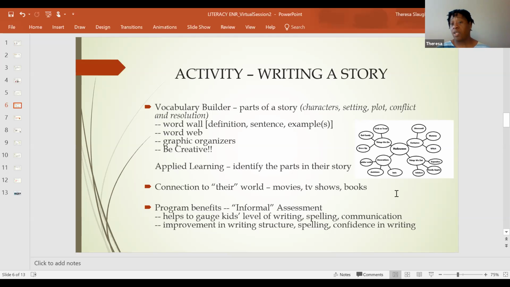Spelling is starting to improve. They're not asking you for a lot of words because they're able to either spell the words or they're using those strategies that they learn in school, like sounding out words, chunking words together, stuff like that.